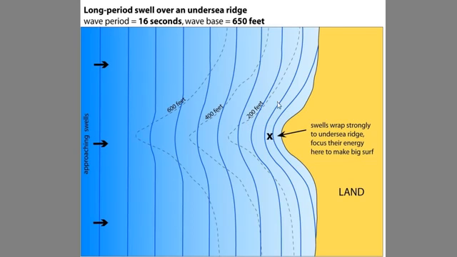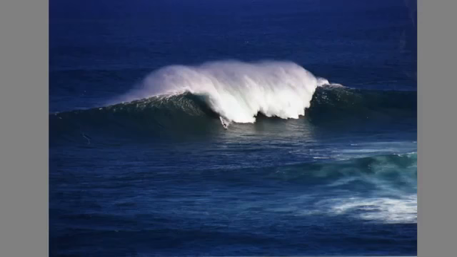This is shown in this diagram here where you can see an underwater ridge. These contour lines show an underwater ridge, so it's shallower water here and deeper water here and here. And as these swells approach, they're going to slow down over that ridge, but go faster over here. And that's going to tend to focus the energy right over the ridge and create a big wave right there where that X is. And this is the kind of situation we see at a lot of famous surfing spots.